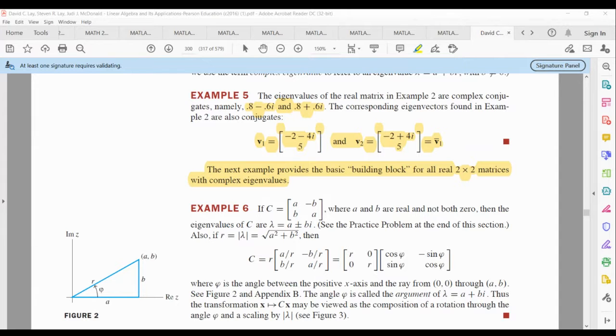Okay, let's say in example 6 that your entries were like this. Well, the eigenvalues can be shown to be lambda equals a plus or minus b times i.